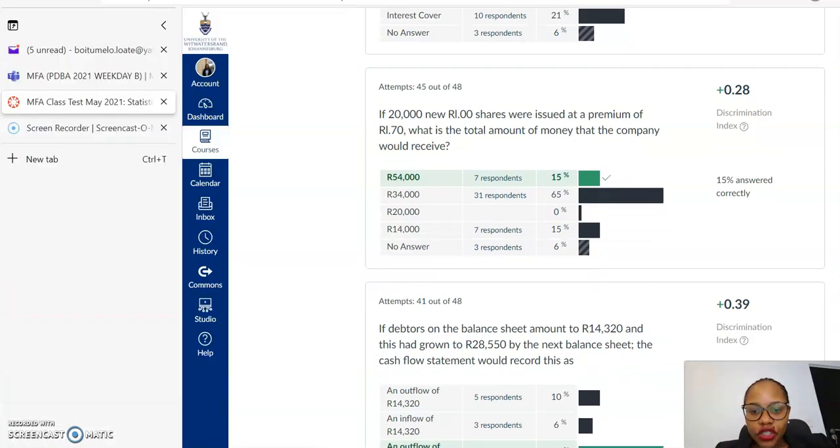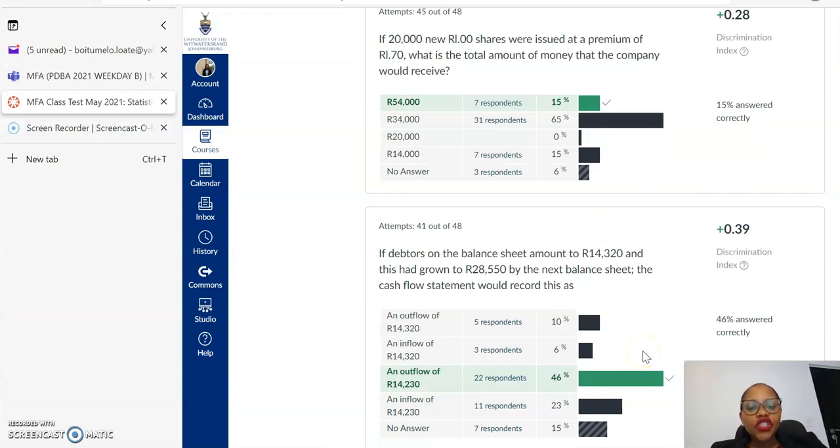We're on to the last question, question 20. If debtors on the balance sheet amount to 14,320 and this has grown to 28,550. Remember, when we're looking at your cash flow statement under operating activities, you've got your movements in your working capital. The minute your debtors balance goes up, we are funding the debtors. We are using up money in our business to actually give away some of our inventory, and they're only going to pay us at a later stage. It's not an inflow. Okay, there's an outflow that's happening in your business.